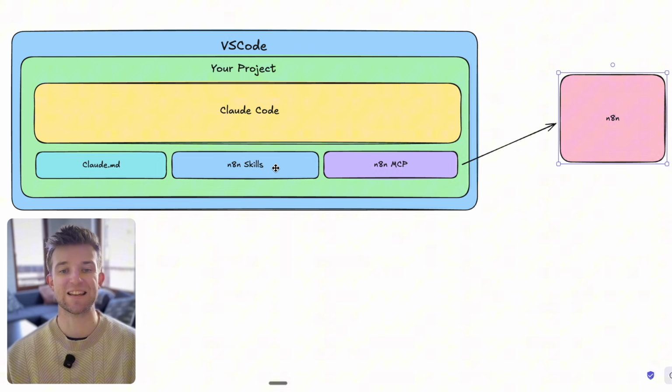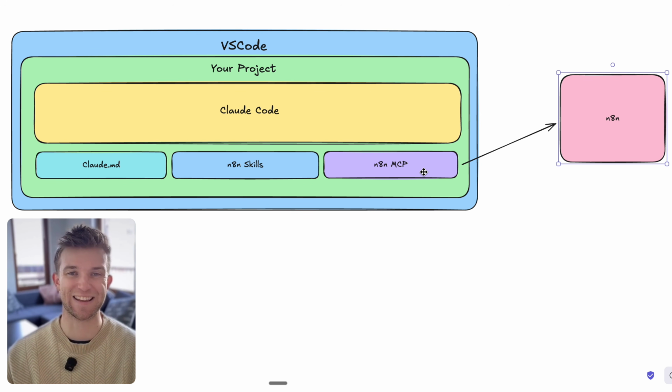Then we're going to be giving it skills. So n8n skills, this is how we're going to teach Claude Code about n8n. It won't know that much about n8n just from the information that's within its training set. So by using this skill, we can give it really specific information, which means it will actually be able to build some good automations rather than ones that just kind of break all the time.